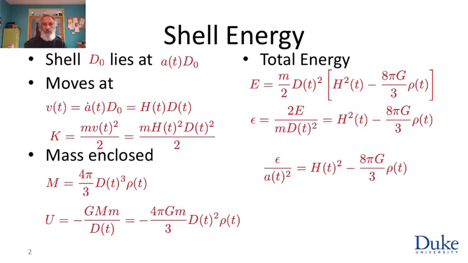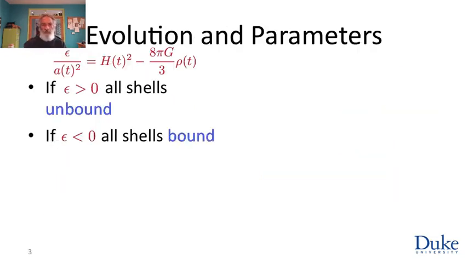Oh, but we know something about the sign of the total energy in gravitational motion. If epsilon is positive, then the energy is positive for every shell, and all the shells are unbound, so they're all going to continue moving out to infinity. They might slow down, but they will move out to infinity. The expansion is going to continue forever. If epsilon is negative for one shell, it is negative for all shells, and that means that all of the shells are bound, and this expansion will stop, and then gravity will pull everything back in.